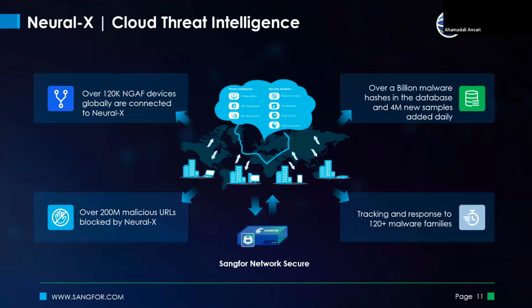Cloud Threat Intel feeds all of this information, and that communicates to the Sangfor devices worldwide, wherever they are. If you go with the premium bundle, you have the Cloud Threat Intel feature, which can block billions of malware hashes available within the database, and more than 200 million malicious URLs can be easily blocked with the help of NeuralX. NeuralX Cloud Threat Intel is very important right now, and most customers still rely on traditional firewall signature sets, which are not capable enough to protect against most zero-day attacks. That's where Cloud Threat Intel comes into the picture.